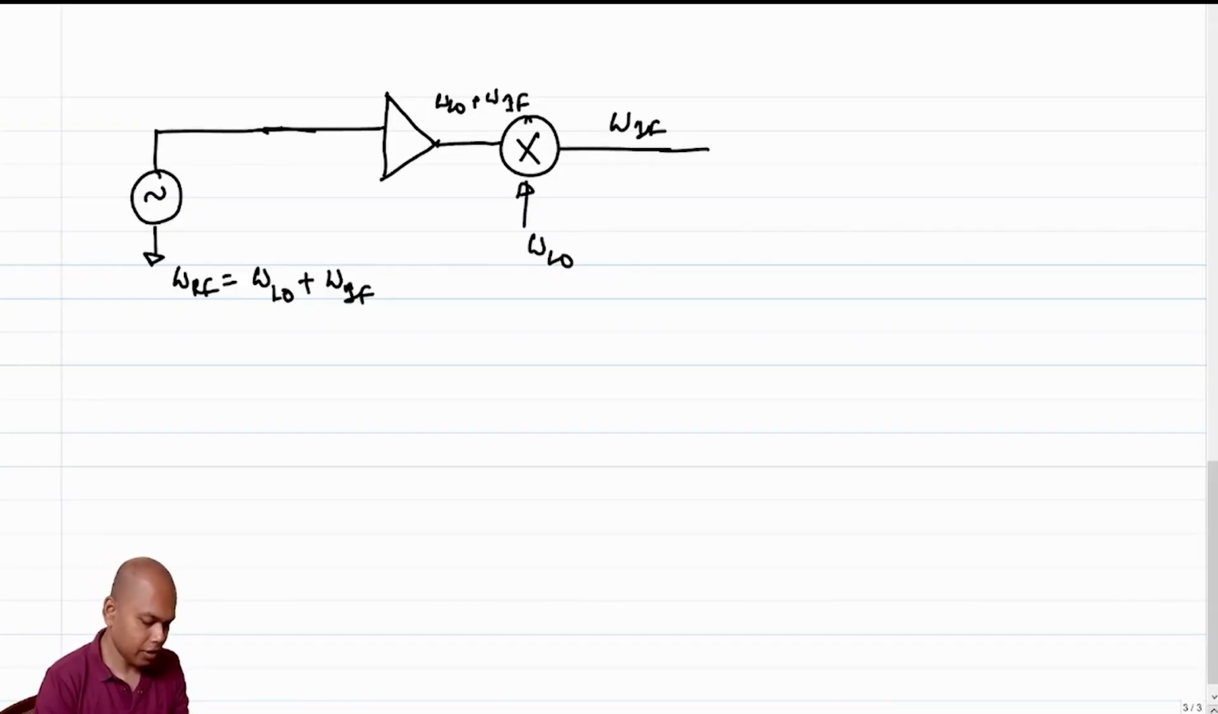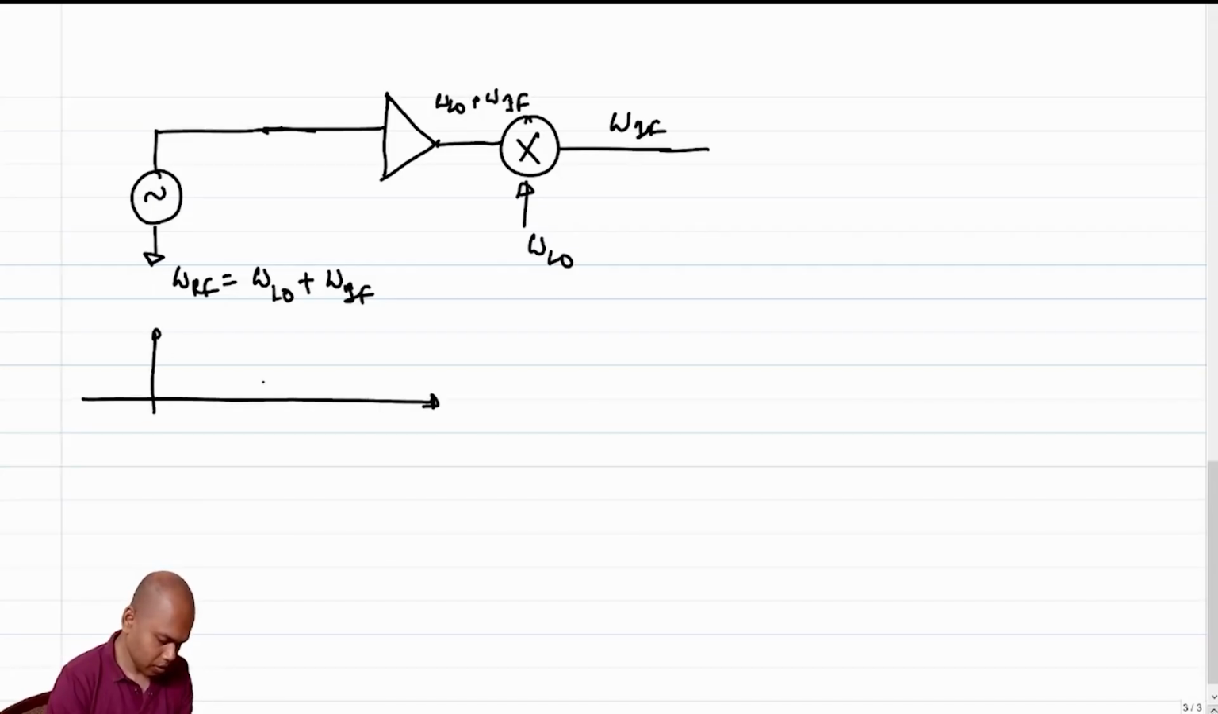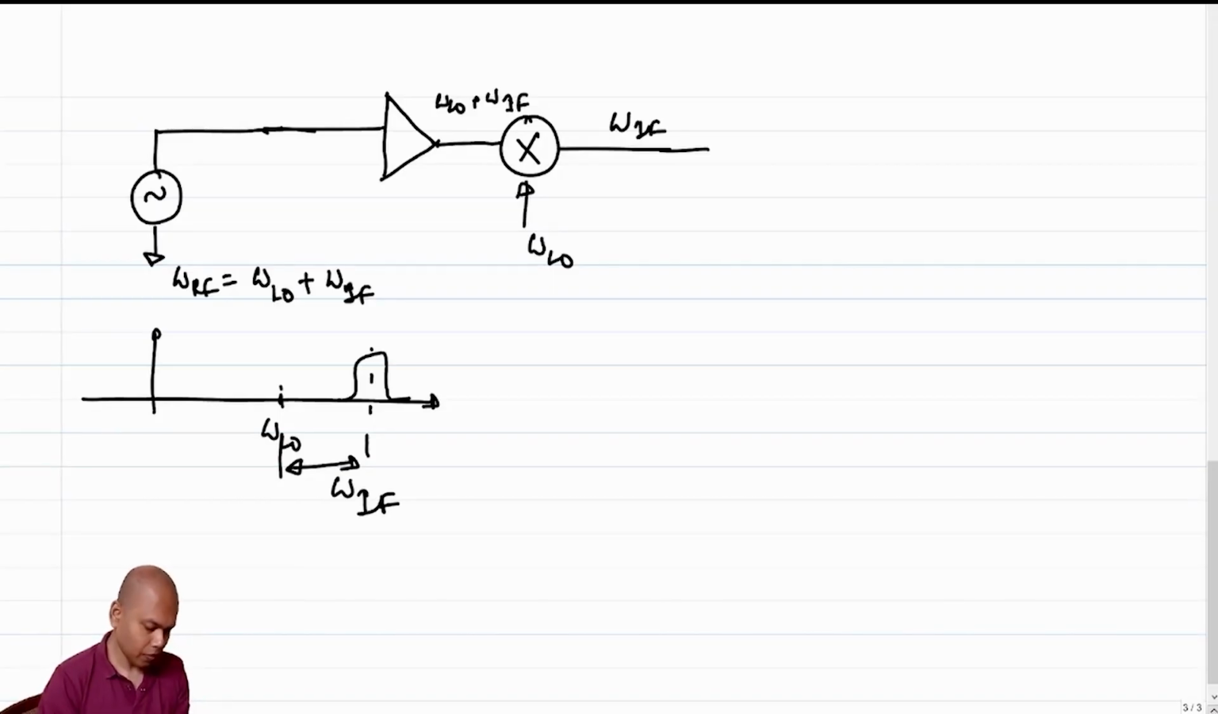And then what can I do? So now note that omega IF, right? So let me also sketch the spectrum, that probably will help. So this is, let's say, your omega LO, right? And let's say your omega RF is somewhere around here. And this gap is omega IF. Okay.